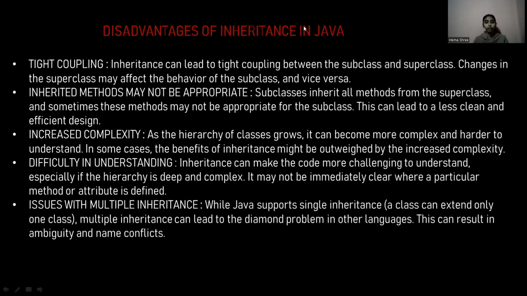Issue with multiple inheritance. While Java supports single inheritance, multiple inheritance can lead to diamond problems in other languages. Inherited methods may not be appropriate. A subclass inherits all the methods from the superclass, and sometimes these methods may not be appropriate for the subclass. This can lead to a less clean and efficient design.